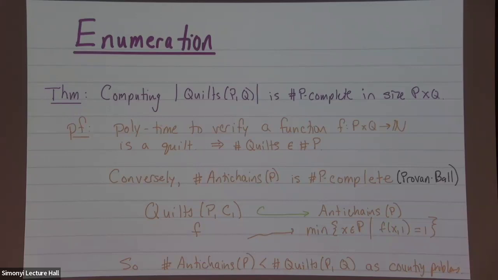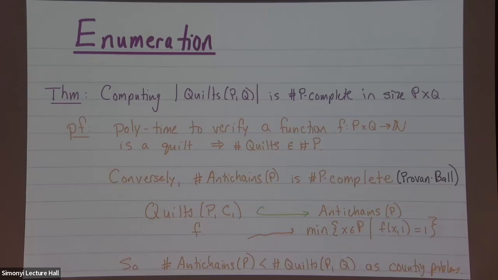So computing the number of quilts for an arbitrary pair of posets P and Q is definitely #P-complete in the size of P cross Q. And here we're thinking about #P-complete in Igor Pak's way. So in the sense that if I hand you a quilt, there is clearly a polynomial time algorithm to check if that function actually satisfies the boundary conditions and the Boolean growth property. That's not too hard. So that would imply it's in #P.